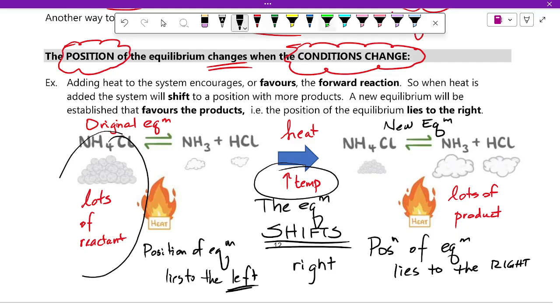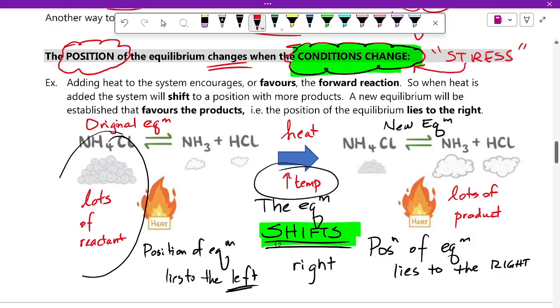Another word that I'm going to introduce, so we've introduced the word shifts, and that's when it moves from one equilibrium to a new equilibrium. When we change the conditions, that also has a word associated with it. That is called a stress. So when we change the conditions, that is called a stress on the system, okay? So new words: shifting, stress.